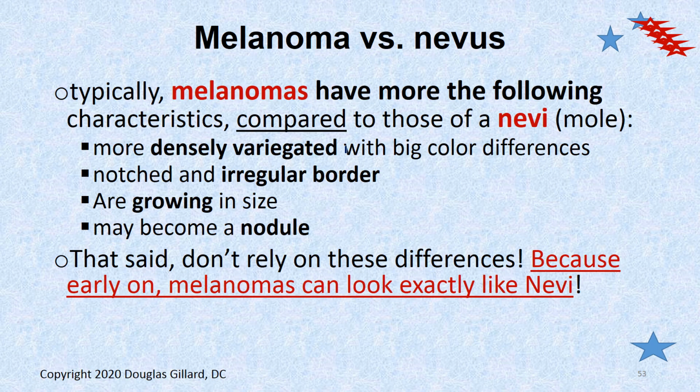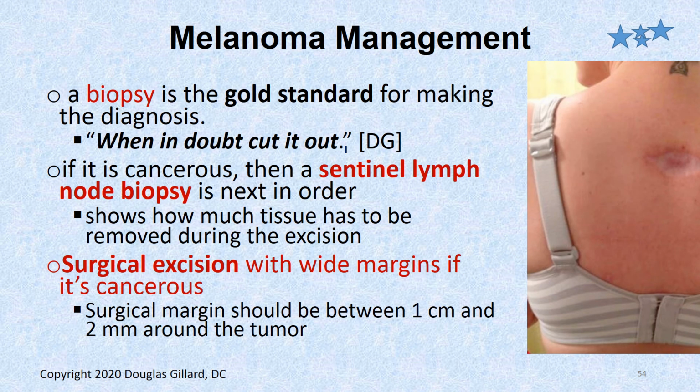Melanomas tend to be nodules, and well, nevus can be nodules too, but not really. They just can be raised, not really a big ugly nodule. That said, in the early stages, melanoma can look exactly like nevi. Biopsy, you can see, unfortunately, you have to take really wide margins.